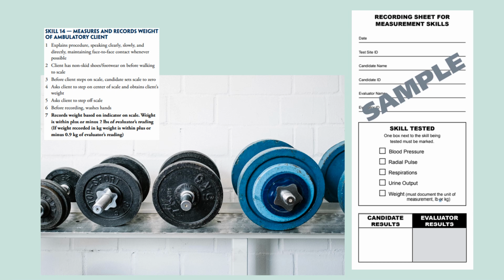In step 6, wash hands before recording. The final step is the boldest step, and the weight recorded must be the correct weight. The correct weight is determined by documenting what is seen on the scale. As directed on the measurement sheet, the candidate must write the number and the unit of measurement used, whether it was pounds or kilograms.